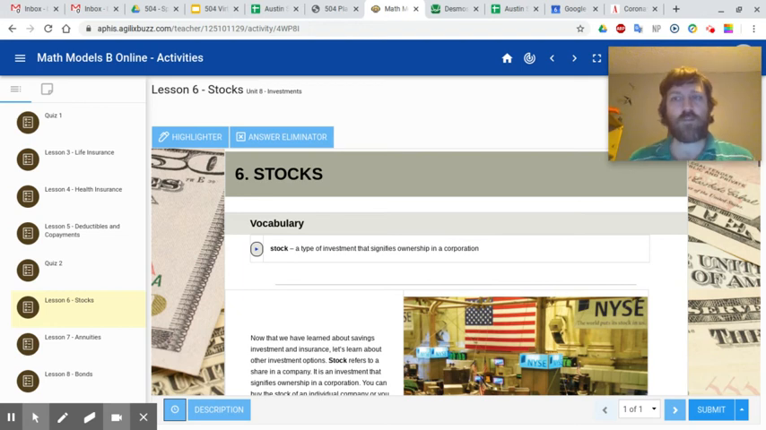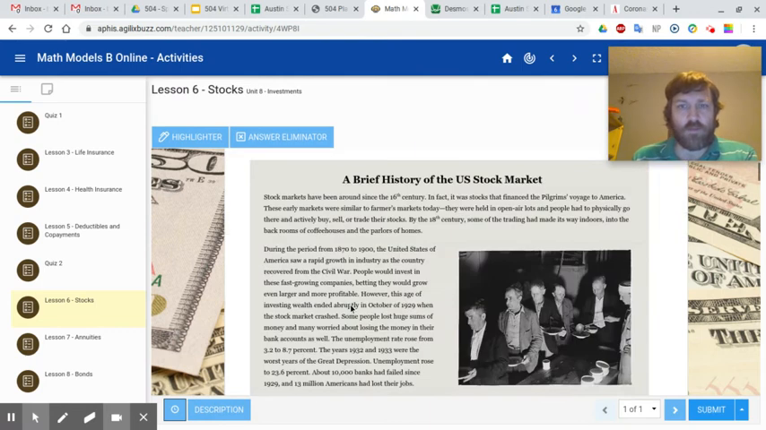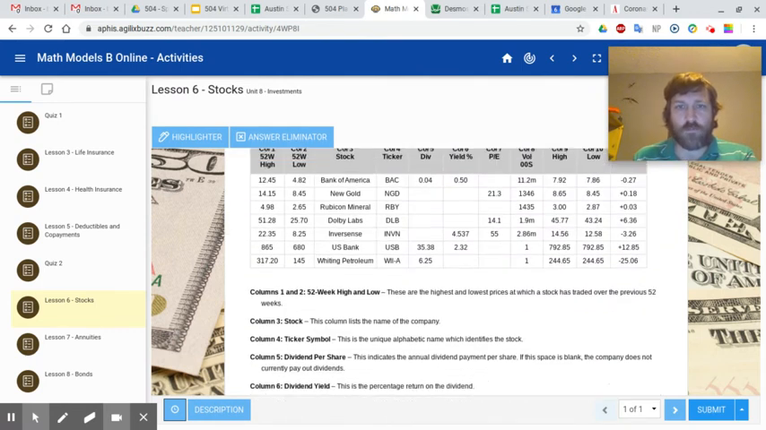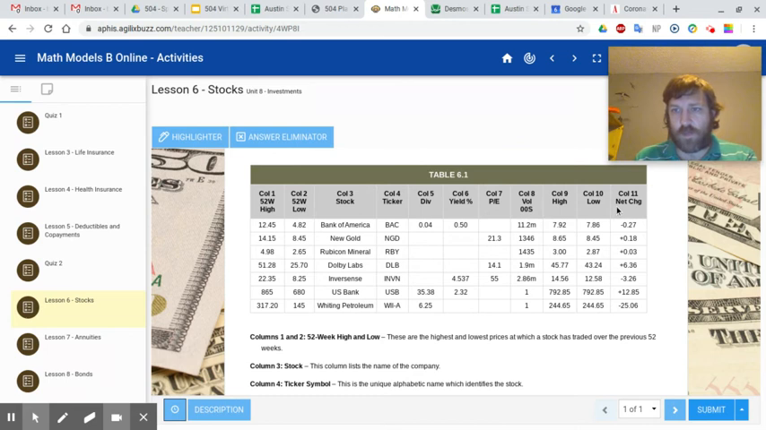Okay, this is the Math Models Unit 8, Lesson 6 video. This is going to be about stocks, and it's going to deal with reading these tables that they show you here and what all these columns mean.